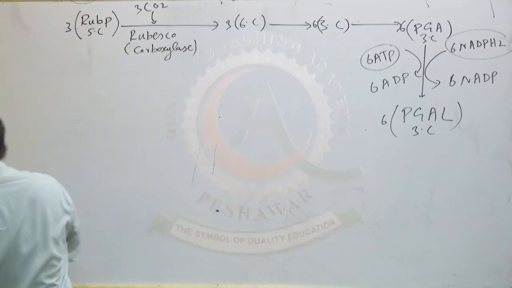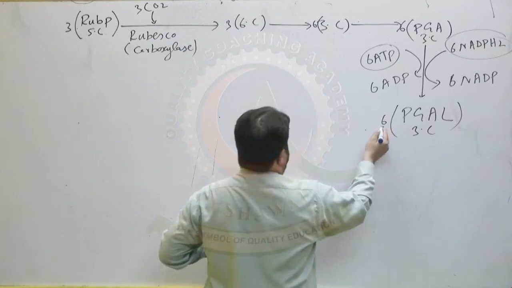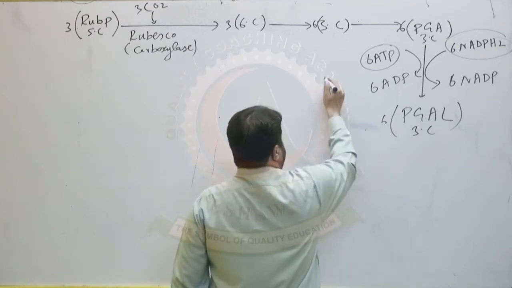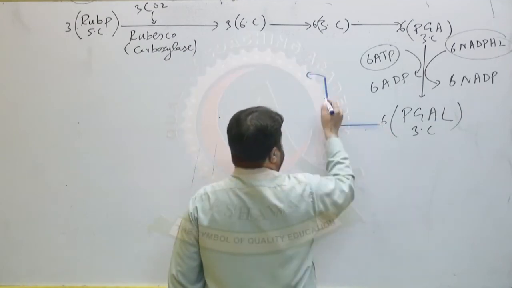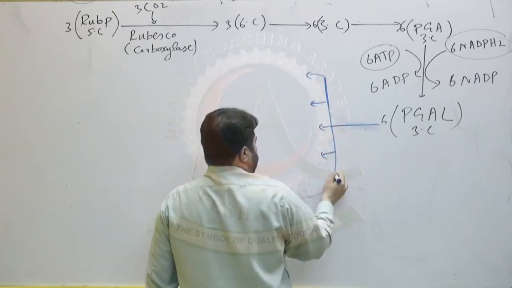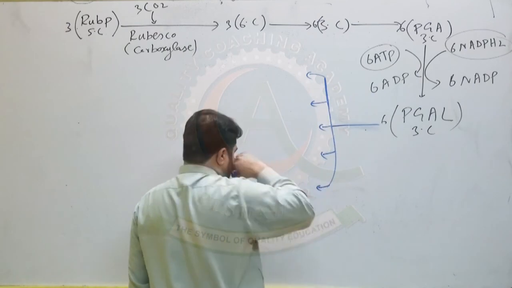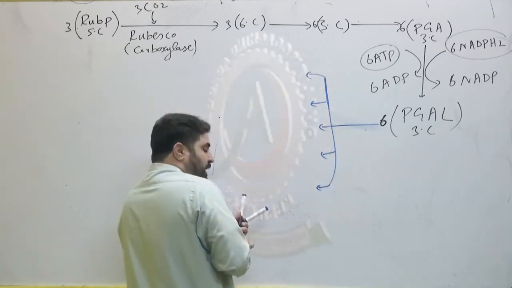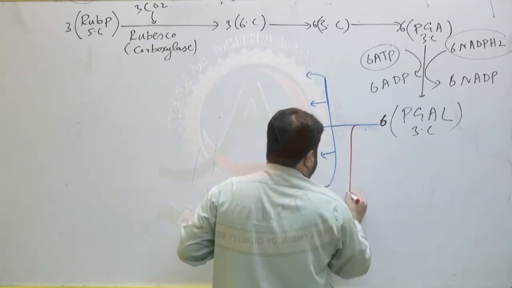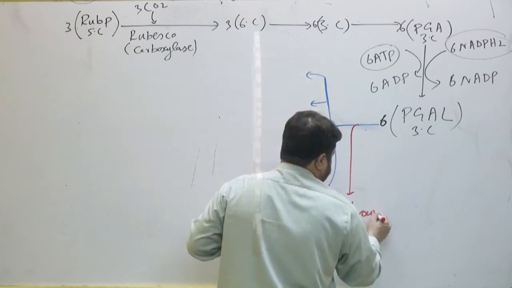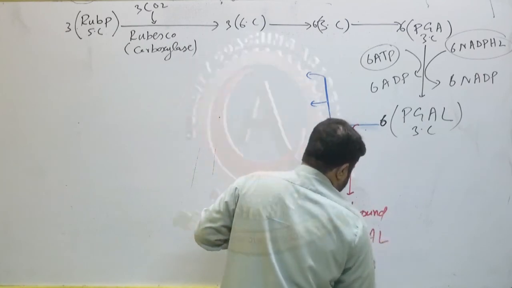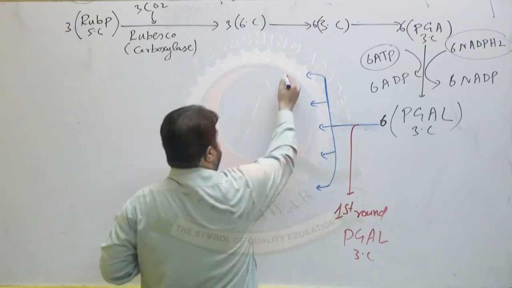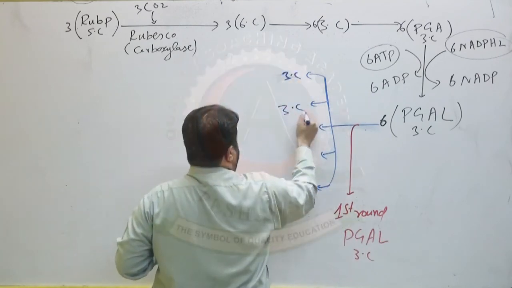Now what happened during this process? Out of 6 PGAL molecules, one molecule comes out from this cycle. Then how many are left? 5. In total there are 6 PGAL molecules. Of these, 1 PGAL molecule comes out of the cycle in our first round. How many are left behind? Total 5 PGAL molecules are left behind, each consisting of 3 carbons.